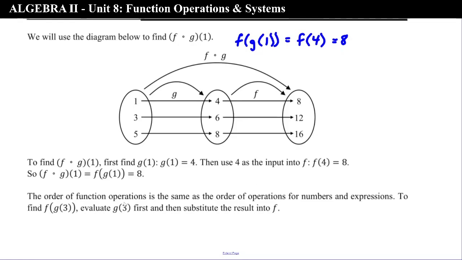The order of function operations is the same as the order of operations for numbers and expressions. To find f of g of 3, evaluate g of 3 first, and then substitute the result into f. Okay, so remember, we're kind of working with parentheses here. You do the inside first, and then go to the outside.